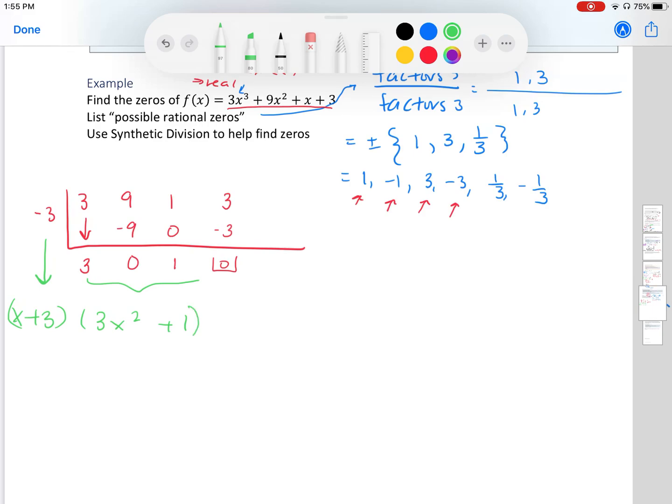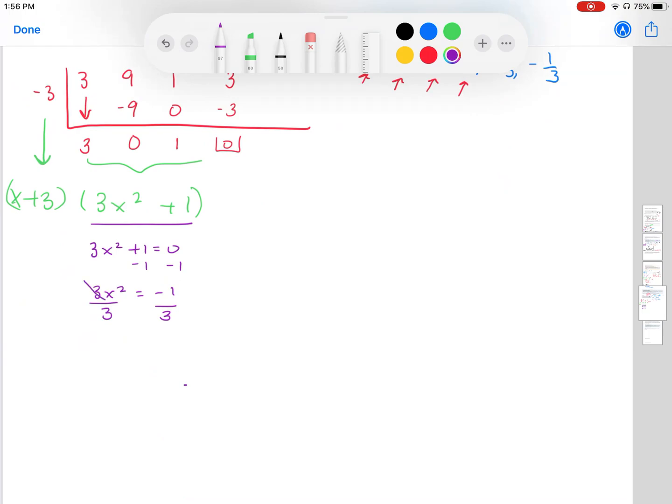Okay, so now we're left to solve for this one right here. To solve for that one, I can go ahead and use the square root property. So I can set it equal to 0. I have 3x squared plus 1 is equal to 0, minus 1, minus 1. 3x squared is equal to -1, divided by 3, divided by 3. x squared is equal to -1/3. Take the square root, don't forget plus or minus. So x is equal to plus or minus the square root of -1/3.